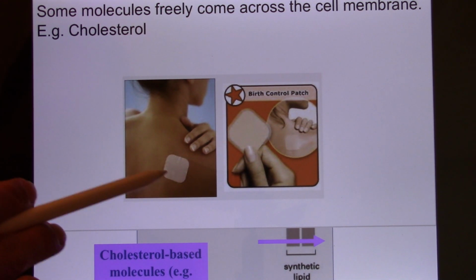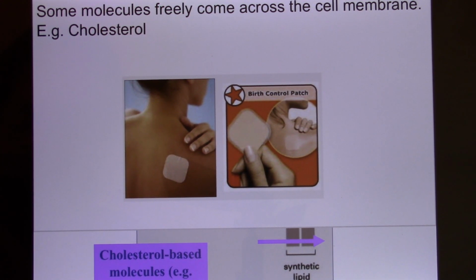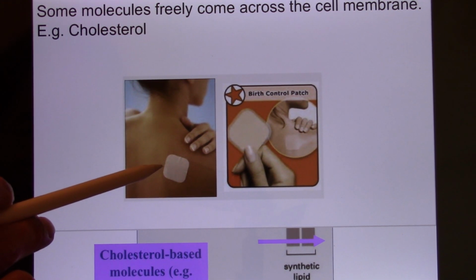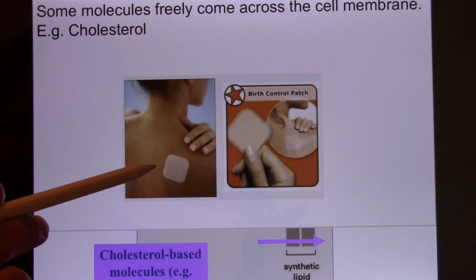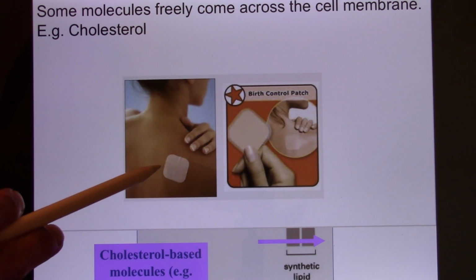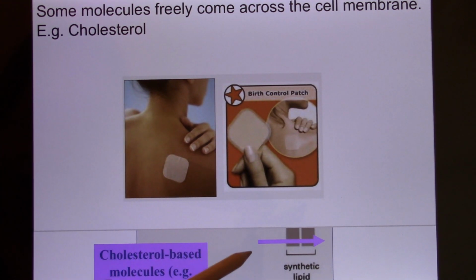The reason is those sex hormones are steroid hormones. They're made of cholesterol. So it turned out that these hormones are able to use simple diffusion. No matter if you take the pill or just put the patch on the skin, they're able to go from the high concentration area, here, through the skin cells, and into your body to the low concentration area. So you can put the patch on the skin and they're able to go into your body.